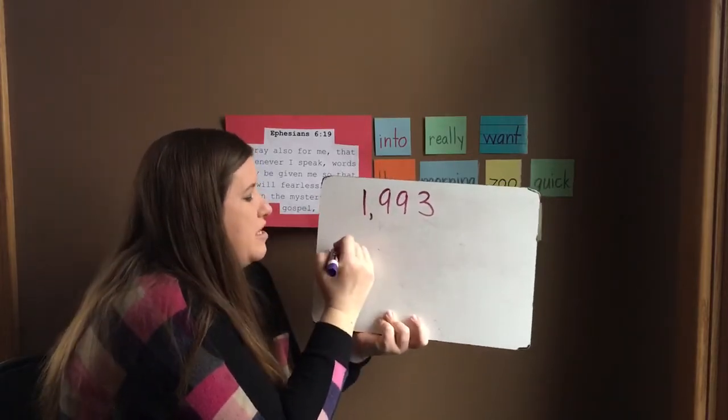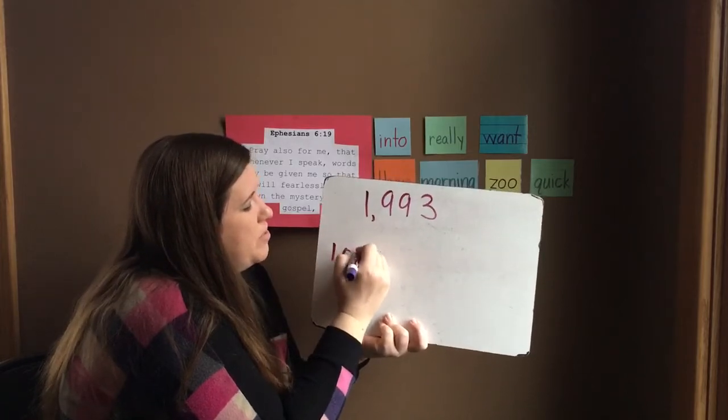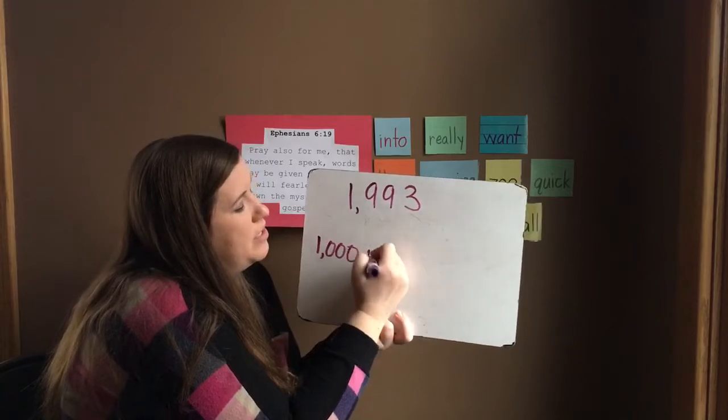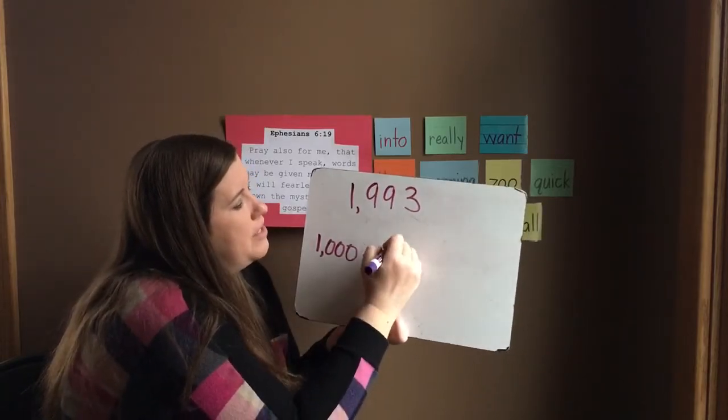So we pull out this 1,000. We put all of these zeros in to hold the place value for 1,000. Plus, then we're going to pull down the 900.